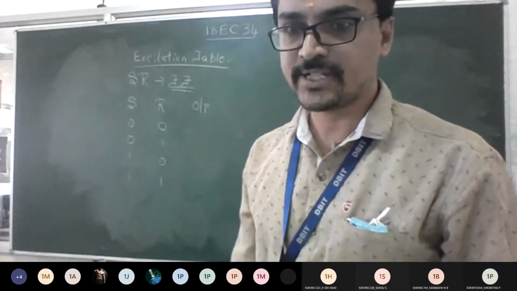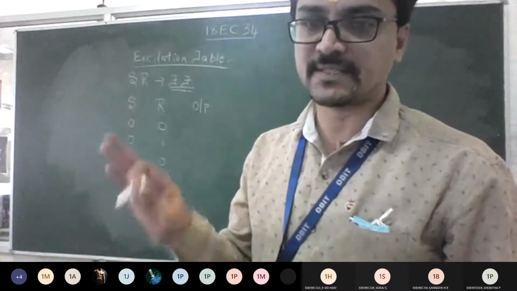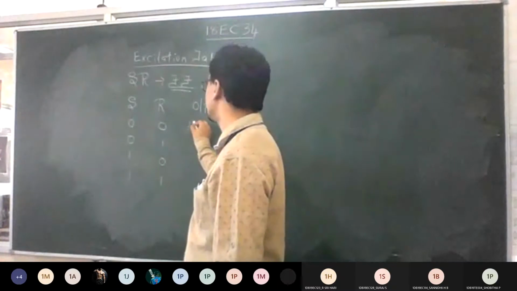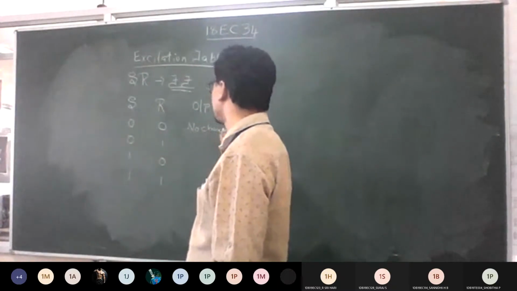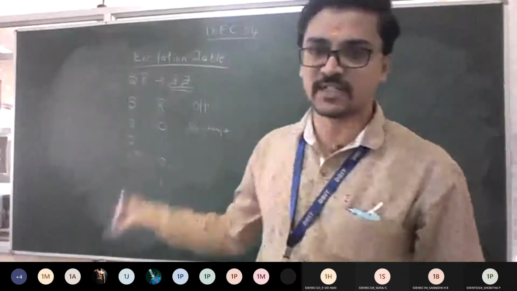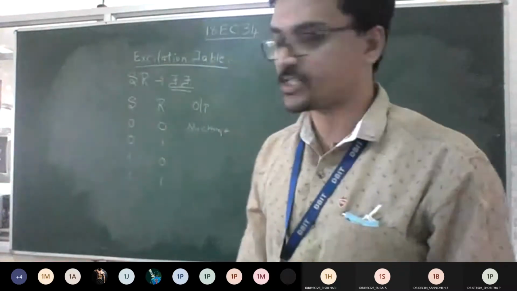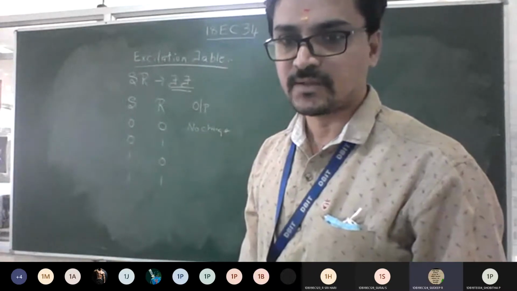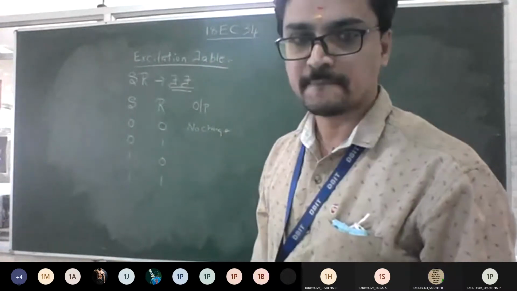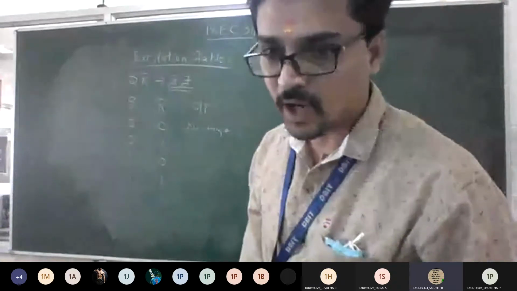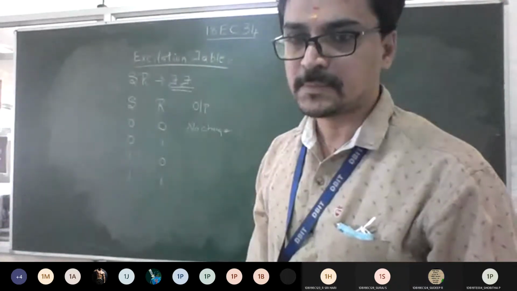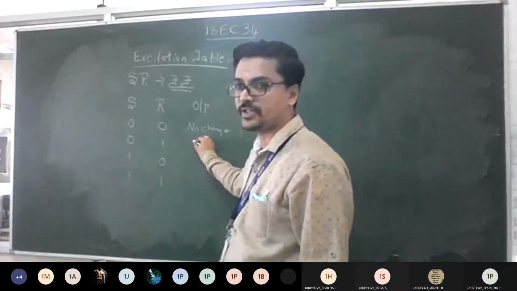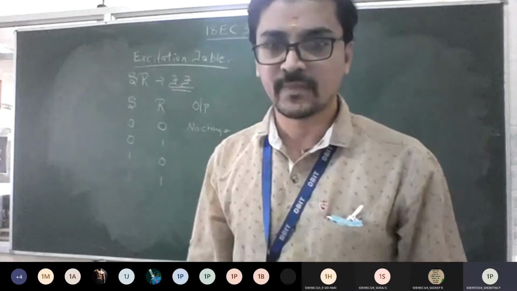No change. No change means whatever the previous output was will retain its position, right? So we can write it as no change. Earlier whatever was there, if it is 0, it stays 0, if it is 1, it stays 1. That's the meaning of no change. What about 0, 1? What is the output for 0, 1? 1, 0. So I need to write what here? Should I write 1 or 0 here? 1.